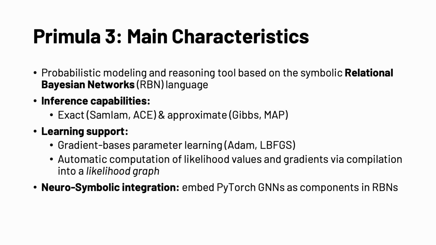Primula supports exact inference via external tools like SEM-IM and ACE, and approximate inference using built-in Gibbs sampling and MAP. It includes parameter learning through gradient-based optimization with ADAM and LBFGS, and compiling models into likelihood graphs for automatic computation of likelihoods and gradients. Primula also supports neurosymbolic integration, allowing PyTorch GNNs to be embedded within RBNs. Next, we will show some examples of how Primula can be used.